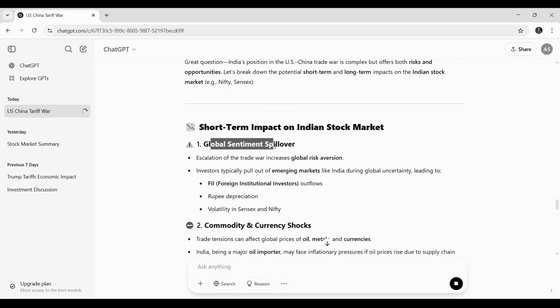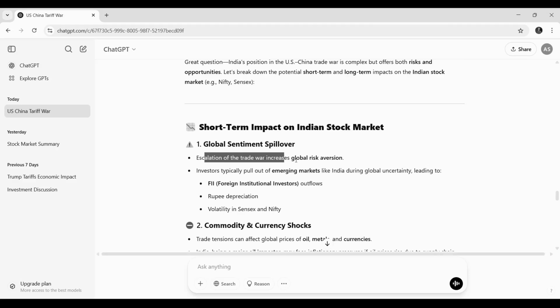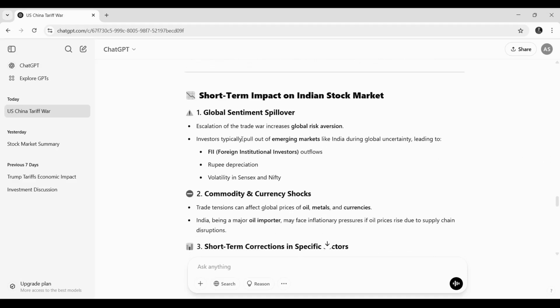So, global sentiment spillover: escalation of the trade war increases global risk aversion. Investors typically pull out of emerging markets like India during global uncertainty, leading to FII outflows. We are already seeing a lot of FII outflows over the last 6 to 7 months, but now it might happen more. Rupee: because there will be an outflow of foreign investment, the rupee will depreciate even more, and there will be volatility in Sensex and Nifty.